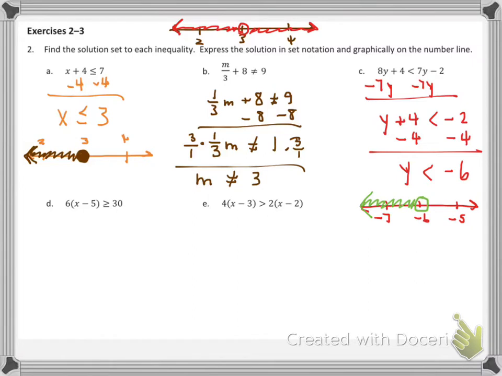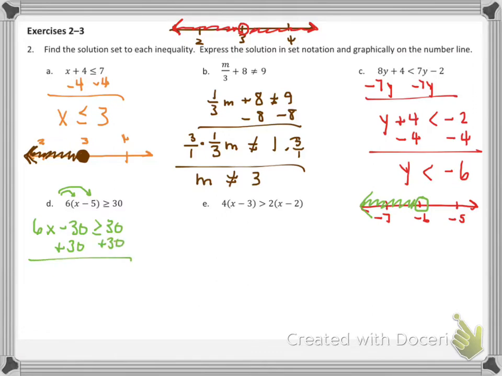We're doing the distributive property here to simplify the left side. So 6 times x is going to give you a 6x. And then 6 times a negative 5 is a negative 30. And that's greater than or equal to 30. And then isolate the variables. So I'm going to add 30 to both sides.